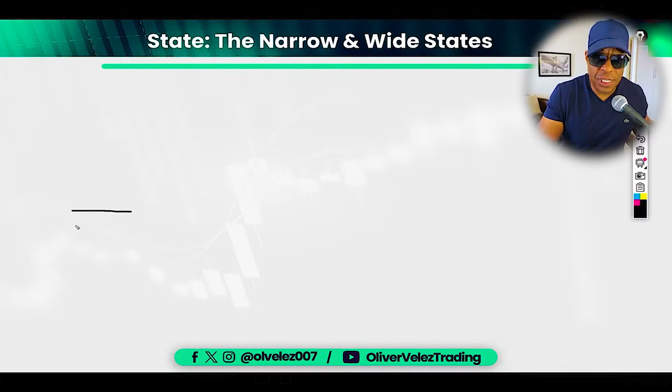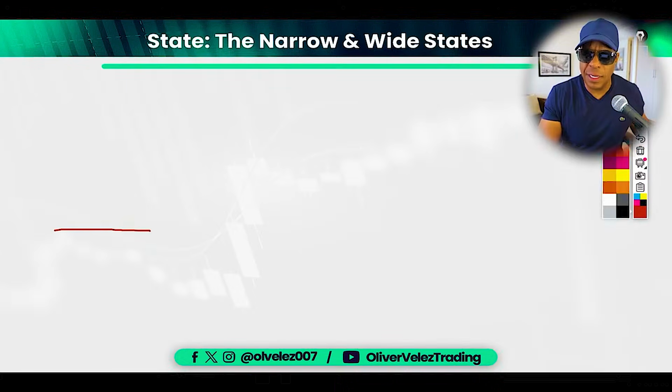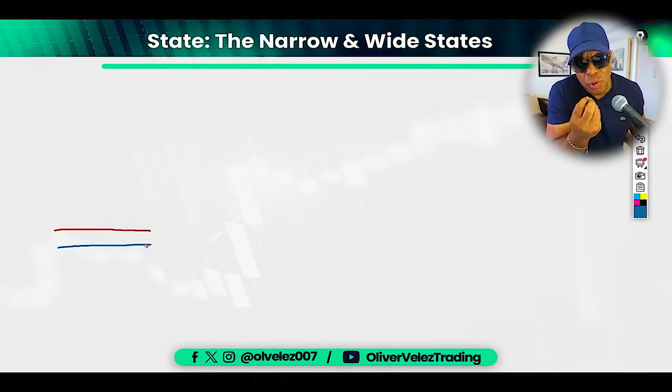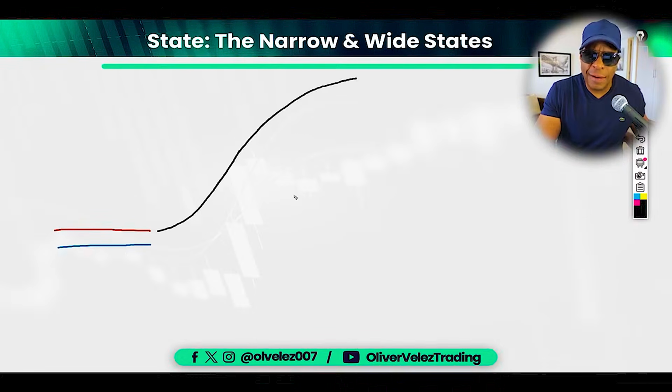A narrow state is when your 20 and your 200 are relatively close together. All right, let me do this in different colors. So it's when your 200 and your 20 are relatively close together and they're relatively flat. That is your narrow state. So they're relatively close. Guys, don't be too specific with this. It's relative, okay? So relatively close together and relatively flat. Wide state is when your 20-period moving average has separated far away from your 200 period moving average.